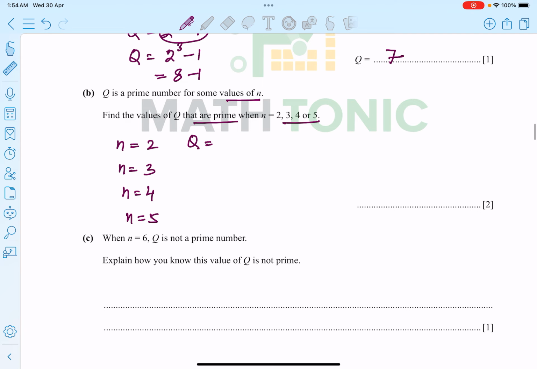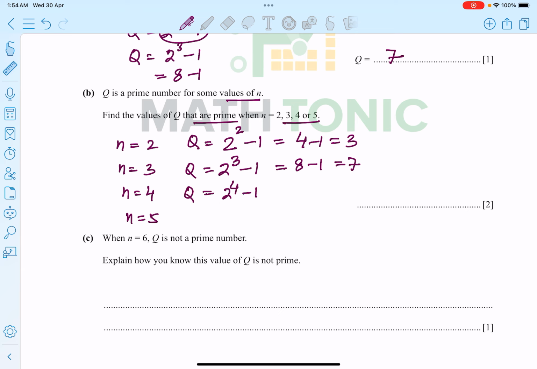So let me write down this one. 2 power n, that is 2 power 2 minus 1. So 2 squared is 4. So we can write 4 minus 1, that equals 3. Again, q equals 2 power 3 minus 1, that equals 8 minus 1, that equals 7. Again, q equals 2 power 4 minus 1, that is 16 minus 1, that equals 15, because 2 power 4 equals 16. Then q equals 2 power 5 minus 1, that will be 32 minus 1, so we got 31.